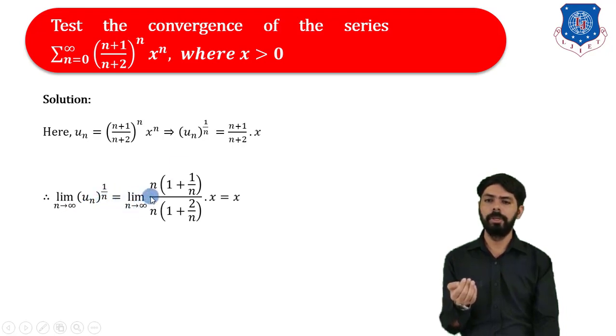Now here we will take n common from numerator as well as from denominator. So it will be n into (1 plus 1 divided by n) whole divided by n into (1 plus 2 divided by n), into x. So here n cancels out. Now we will replace n by infinity. So 1 upon infinity will be 0. Same way here 2 upon infinity will be 0. So this will be 1 divided by 1, which is 1 into x. So this is x.